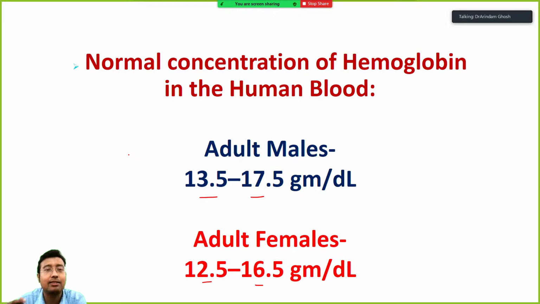In very rare cases, hemoglobin value may go very high, for example when there is a history of repeated blood transfusion. There are many reasons for high hemoglobin. Polycythemia is another reason, but you should remember at least the normal range of hemoglobin in human blood. This is very important. Remember, the unit is gram per deciliter.